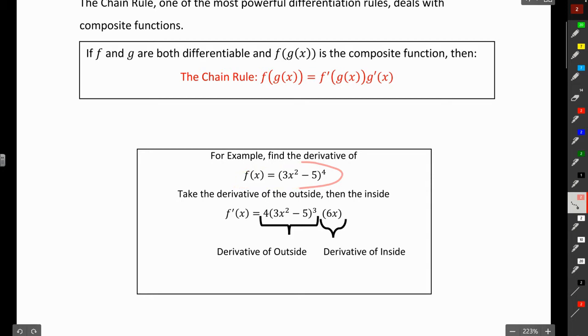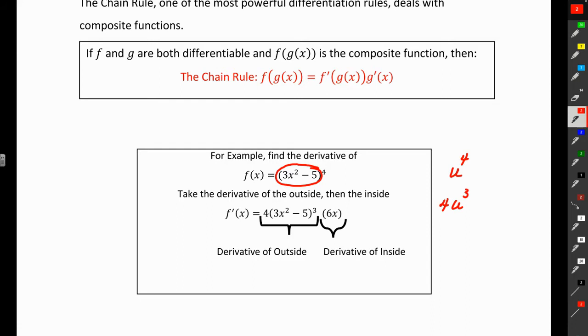So we have an outer function essentially that's u to the fourth. If we kind of replace this whole thing with u, right? And if we were to just take the derivative of u to the fourth using the power rule, we would get 4u to the third. But we know that this value we're calling u really has more to it. It's 3x squared minus 5. So what we would have to do then is multiply by u prime, all right?